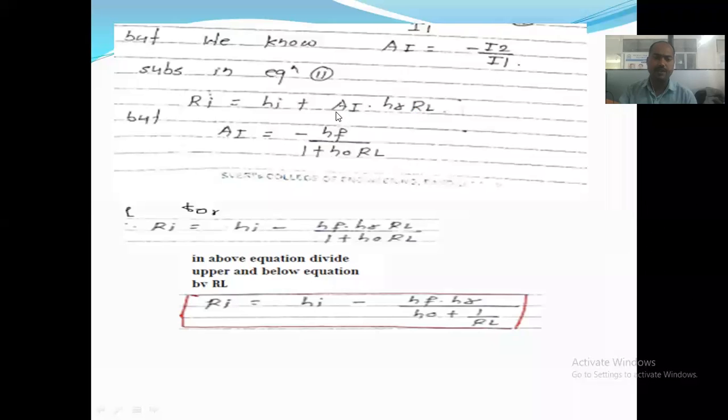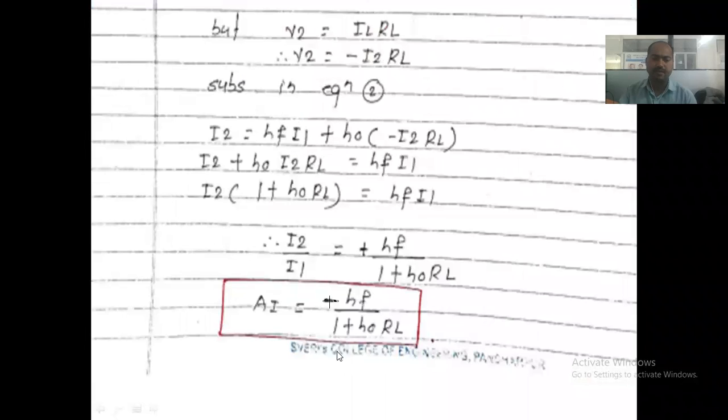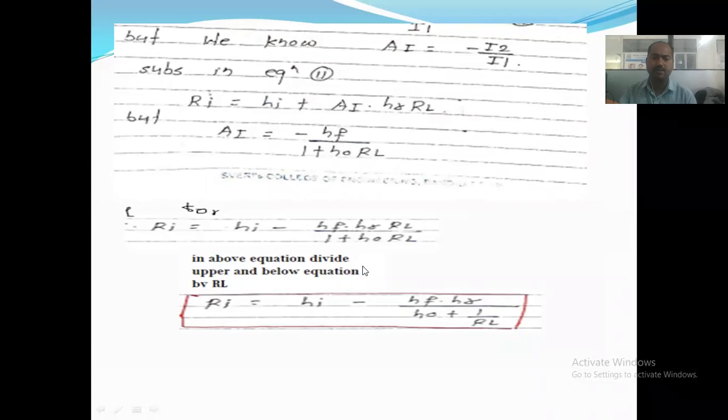See, we know the value of Ai, as we have seen here: minus Hf divided by 1 plus Ho RL. For that purpose, we have written it as minus Hf divided by 1 plus Ho RL. Okay, so this is the value. So Ri equal to Hi as it is, this minus is coming here, so Hf as it is, Hr RL divided by 1 plus Ho RL. So your equation for Ri is equal to Hi minus of Hf Hr RL divided by 1 plus Ho RL. This is the equation, right?